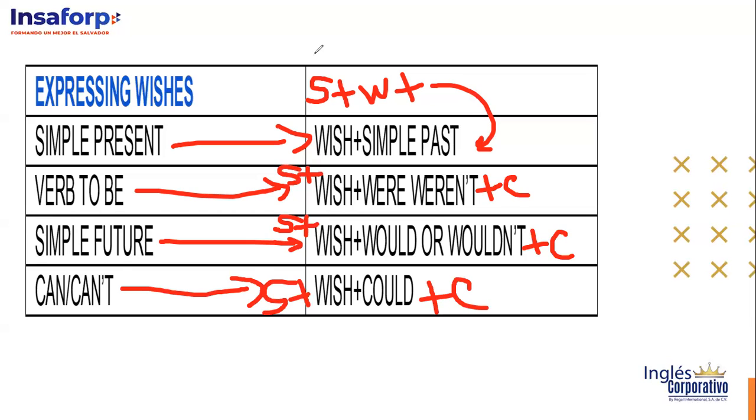Teacher. Yes. About the second one, the verb to be. Could it be was instead of were? No, never. Only were. It doesn't matter that it is the first person. Let me explain something. You, we, and they. Those are the subject pronouns that we use with were normally, right?